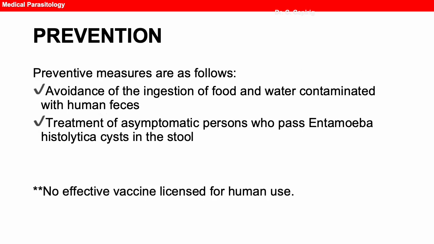The prevention is as equally important as treatment. So preventive measures are as follows. We need to avoid the ingestion of food and water contaminated with human feces, and treat asymptomatic persons who pass Entamoeba histolytica cyst in stool. There's no effective vaccine licensed for human use.